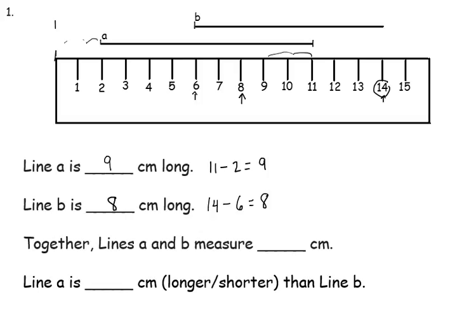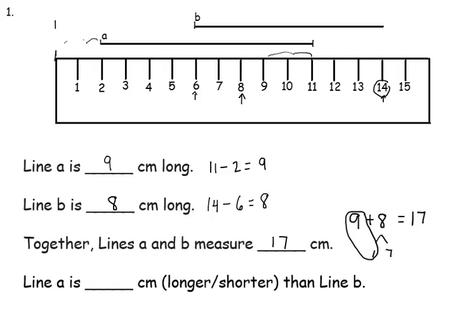Together, lines A and B measure blank centimeters. I need to find the total of 9 plus 8. I can break the 8 down into a number bond showing that 8 is the same thing as 1 and 7. This helps me make my 10 here. 9 plus 1 is 10, plus another 7 is 17. So together, lines A and B measure 17 centimeters.